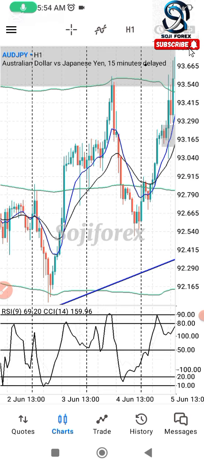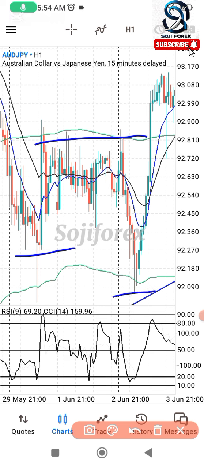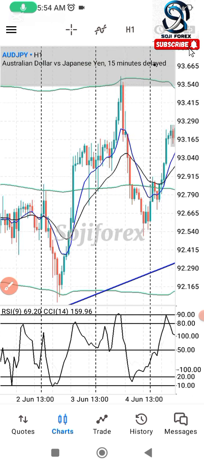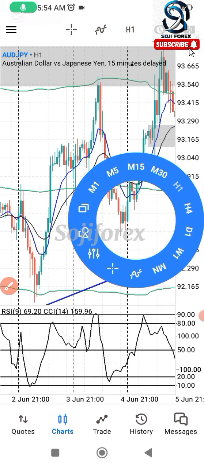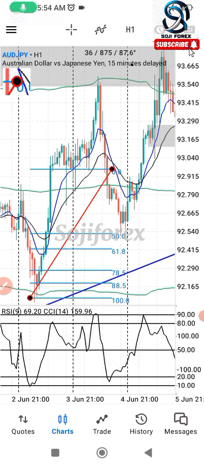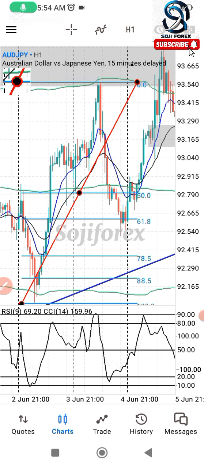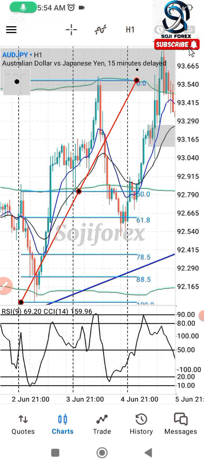So in this scenario, you can see here already is a break of structure. Price has already taken this zone because this is a lower high, this is a lower low, this is a lower low. So this lower high has been broken by price, and you can use your fib level to find this entry here. So this is perfect.